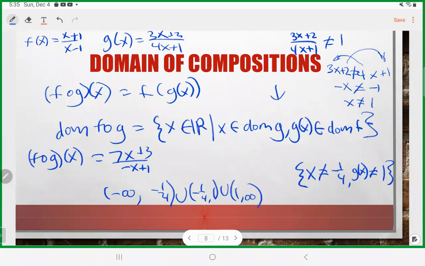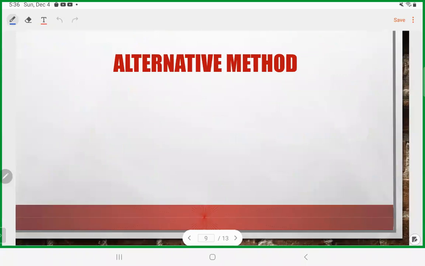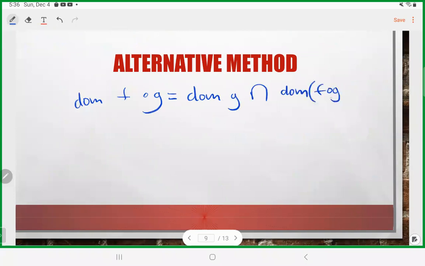So that is it, right? Now I'm going to talk about an alternative method. This one is exactly the same as the last one, but it's more simplified. The domain of the composition is equal to the domain of G intersected with the domain of f of g of x.